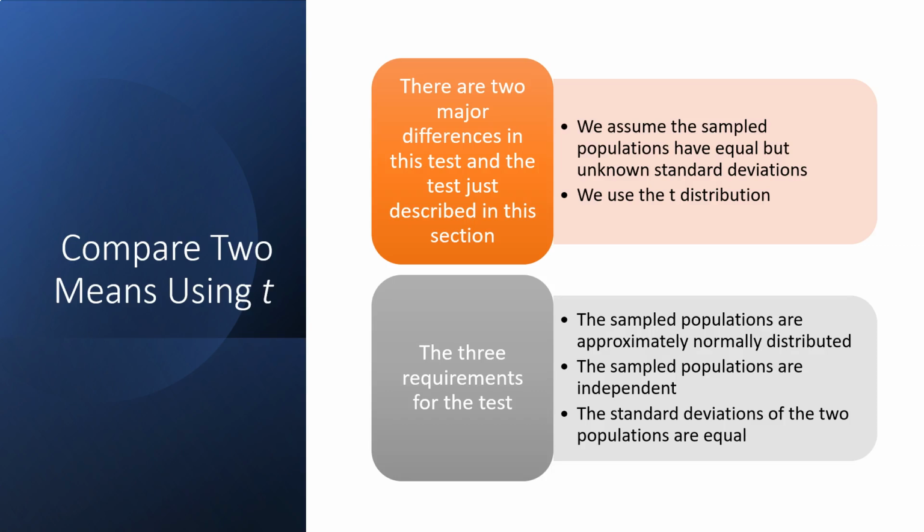We have three requirements for this test. The sample populations are approximately normally distributed. They are independent of one another, and the standard deviations of the two populations are assumed to be equal.